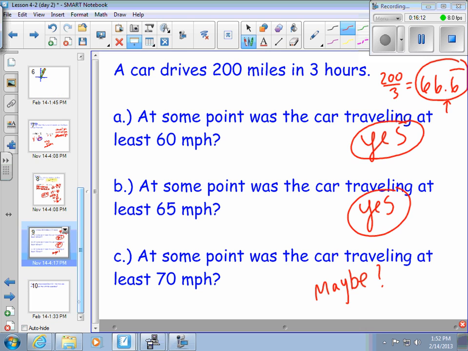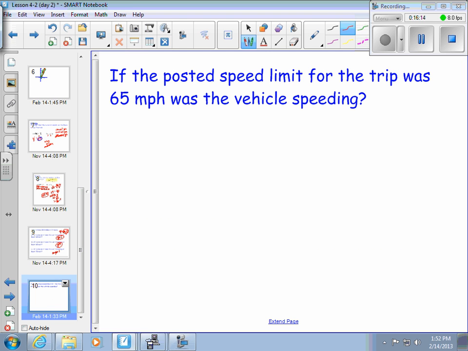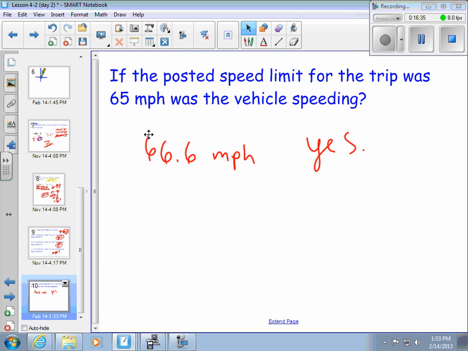Here would be an application of it then. Should this person get a speeding ticket if the posted speed limit was 65 miles per hour? Yeah, we know this car at some point went 66.6 miles per hour according to the mean value theorem. So did this car speed at some point? Slightly, but was the vehicle speeding? Yes. So the mean value theorem would say yes, it must have been.